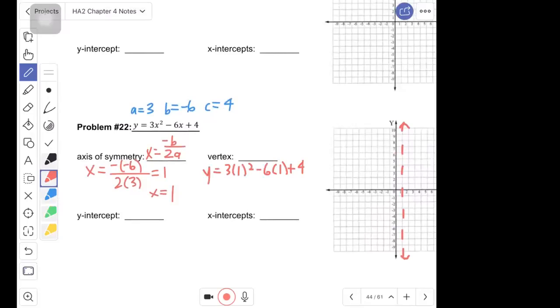This ends up getting us 1. 1 squared is 1, 3 times 1 is 3, minus 6 is negative 3, plus 4 is 1. So our vertex is (1, 1). Again, a point, an ordered pair.